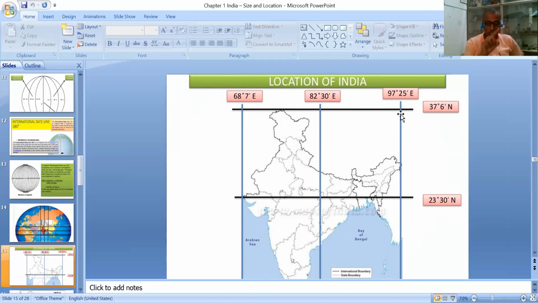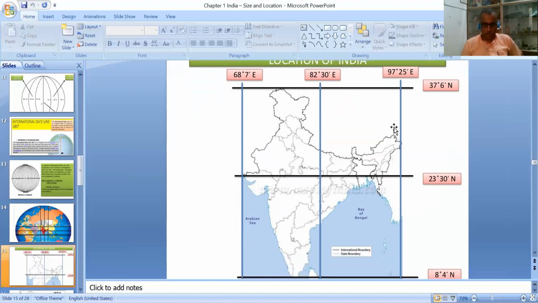Now you have the right location of India. Which degree longitude is it? 68.7 east to 97.25, Gujarat to Arunachal Pradesh. The position is very clear. Take the map, draw the lines like this. Grid also you can create like this.